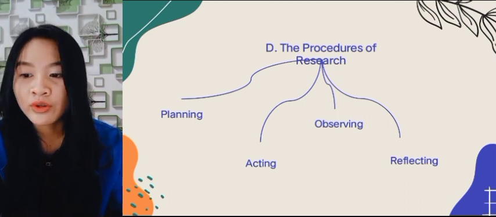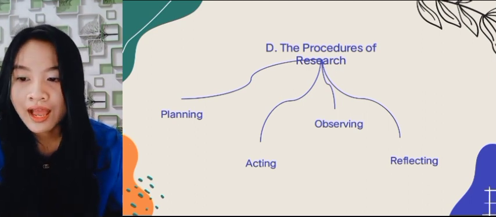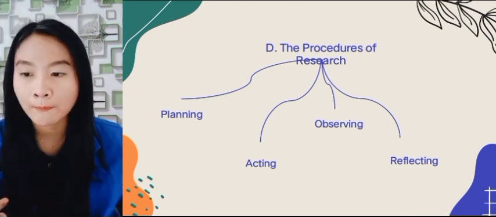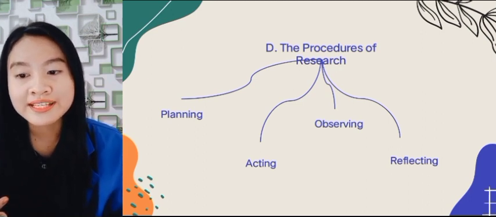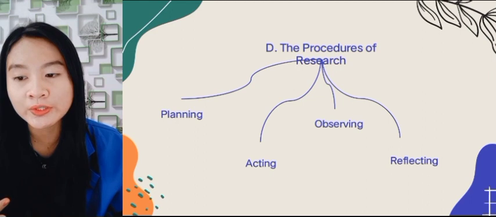Next, about acting. In this phase, both the writer and the teacher collaborate to carry out the planned action. And then the writer determines the strategy that is applied in the classroom. She changes the teacher's position in conducting this research, with the teacher observing the conditions and activities in the classroom.